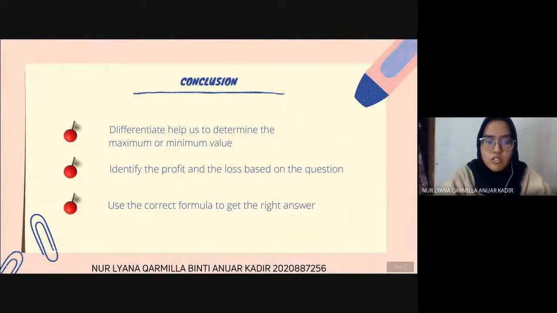The conclusion for this topic and also for this question, differentiation helps us to determine the maximum or minimum value, identify the profit and the loss based on the equations, and the last one, use the correct formula to get the right answer.